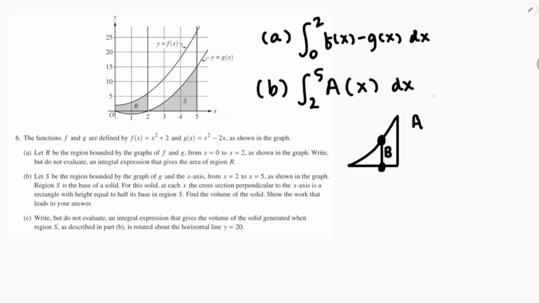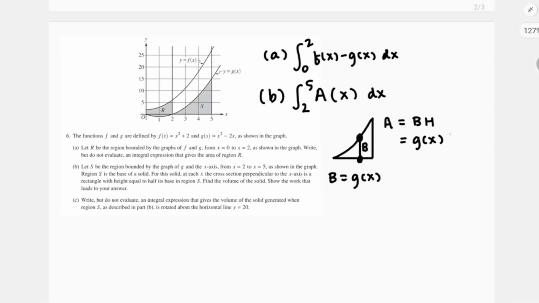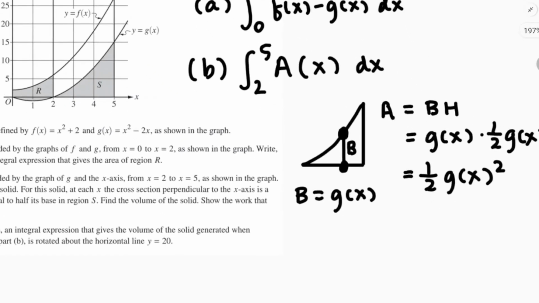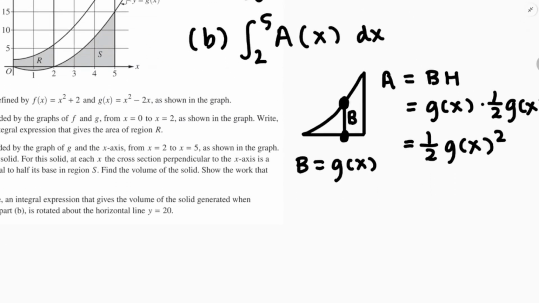I need an area formula for this rectangle, and that's going to be base times height. Well, base is going to be top minus bottom. So that's going to be g of x minus 0. And so I'm going to have g of x times height, which is half the base. So I've got g of x times 1/2 g of x, and that's going to be 1/2 g of x squared. That's going to be kind of a lot because g is a binomial, but that's all right. We're not scared of some algebra and calculus.